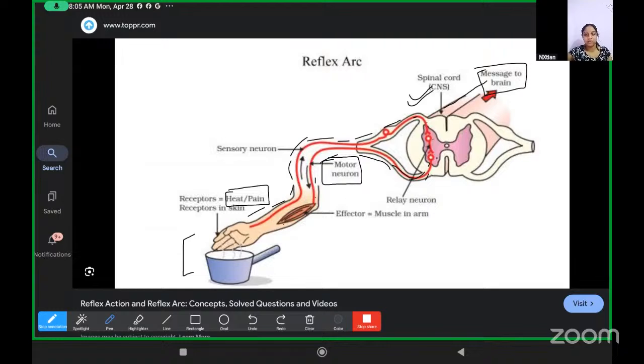For some actions we have that much time that the brain can send the message. But for some actions, a very quick, involuntary response is there. Those are reflex actions, and those are controlled by the spinal cord. Yes, Anna, you can ask your question.